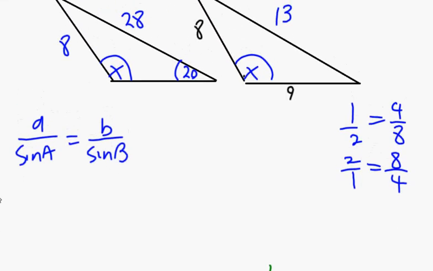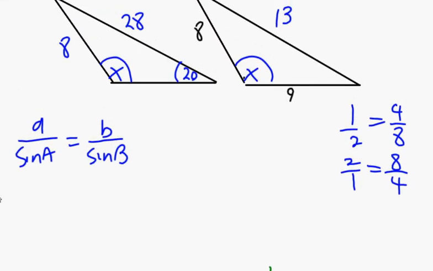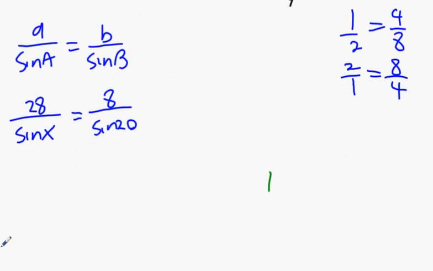So I'm going to show you the way that most people do it. Most people do it like this. You write down the angle you're looking for. What side is it looking at? It's looking at the 28. The only other angle we know is the sine 20. And what's it looking at? The 8. Okay? Then your whole goal of the question is to get x on its own.